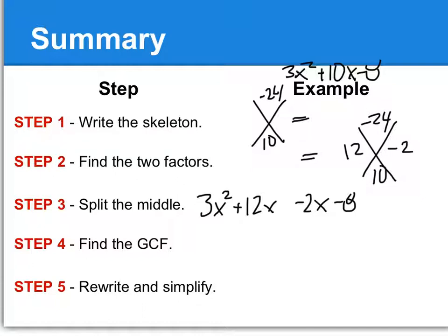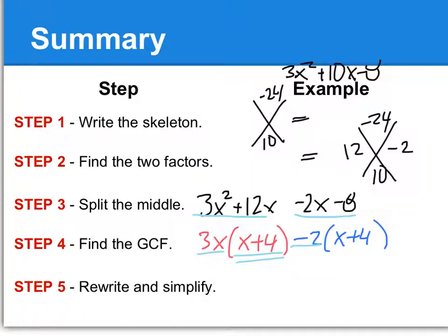Step 4 would be find the greatest common factor of both groups. Again, this is group 1 and this is group 2. So the first group I would say 3x times x plus 4. The second group I would do negative 2 times x plus 4. And then rewrite and simplify. So we have one group right here, and then the second one. So we end up with 3x minus 2 and x plus 4. Now here's your summary of this.